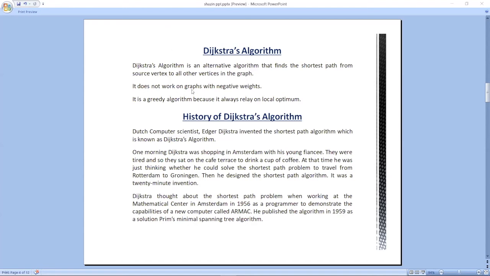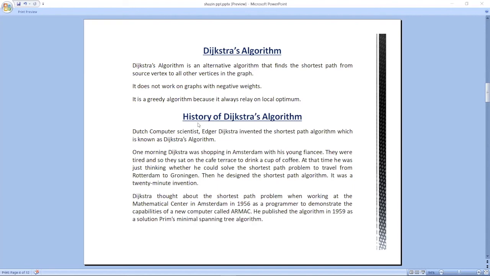It does not work on a graph with negative weights. Basically, it works on a graph with positive weights. Here we find a restriction: it does not work on a graph with negative weights. It is also called a greedy algorithm because it always relies on local optimum.